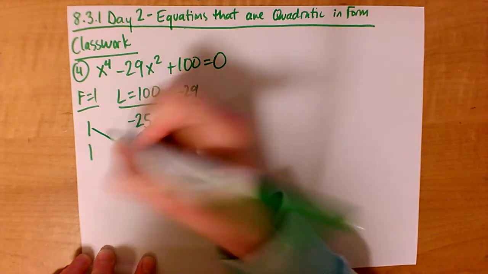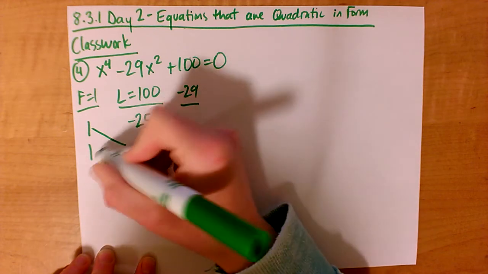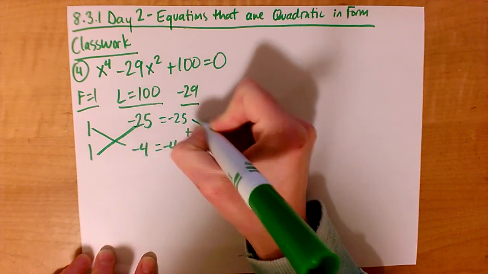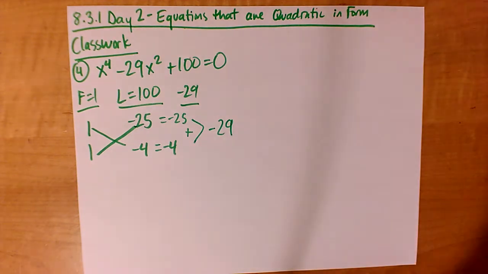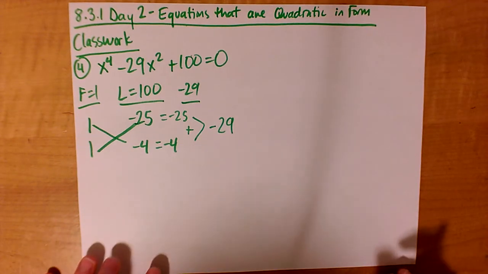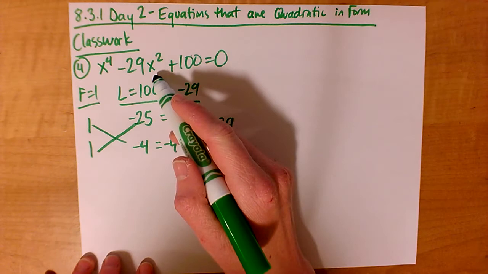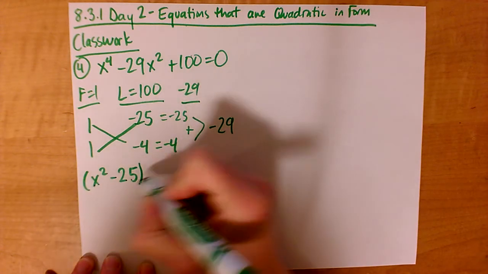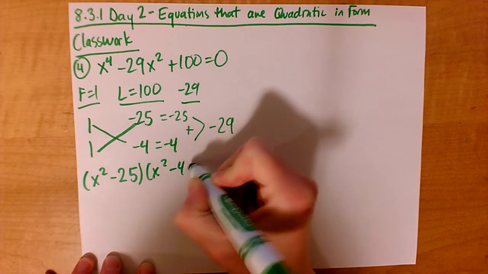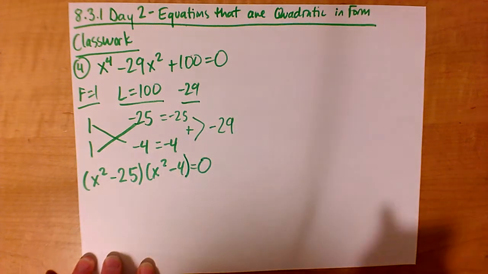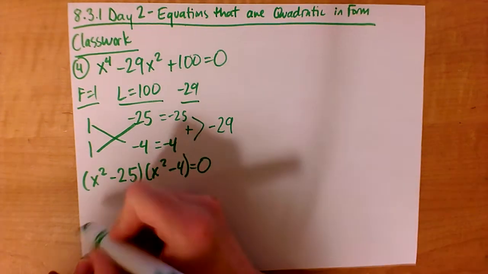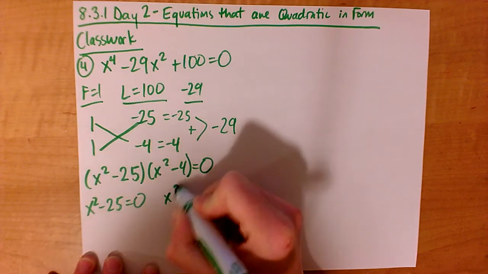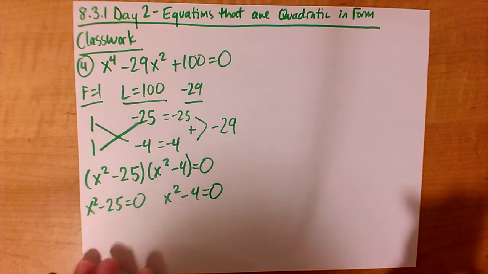We can cross multiply those, and we get 1 times negative 4 is negative 4. 1 times negative 25 is negative 25. Add those up, and we get negative 29. So then in our parentheses, the variable in the exponent that we'll take is this x squared. So I'll have x squared minus 25, and then x squared minus 4 is 0. Okay, and then we can separate these. So then I get x squared minus 25 is 0, and x squared minus 4 is 0.